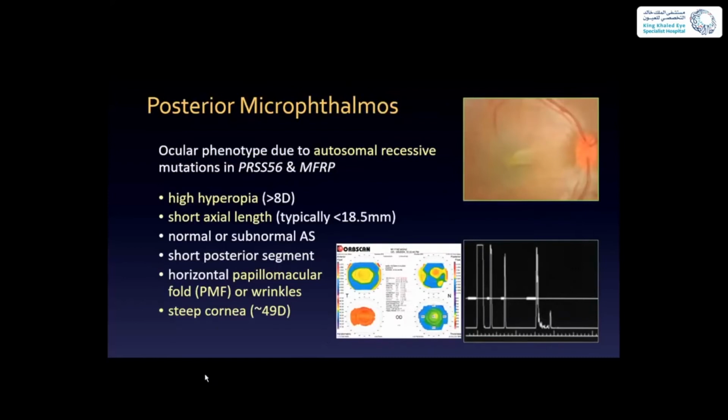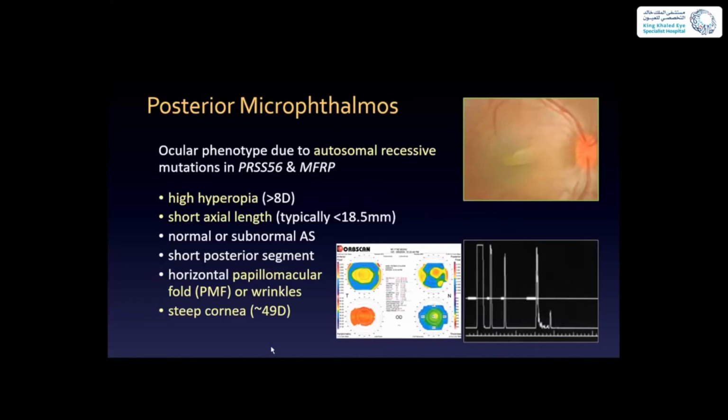So what is posterior microphthalmos? It's an ocular phenotype that is due to autosomal recessive mutations in the PRSS56 gene and the MFRP gene. It causes high hyperopia, short axial length, usually less than 18, and more typically like 15 or 16 millimeters, a normal anterior segment or one of subnormal dimensions that you can't really tell by just looking at it. You have a short posterior segment and a horizontal papillomacular fold.